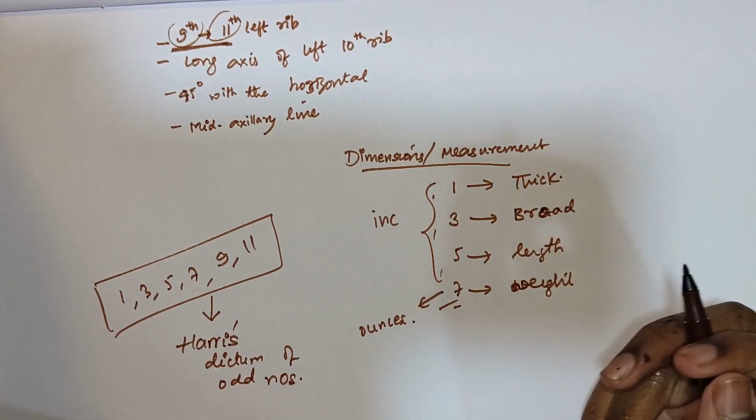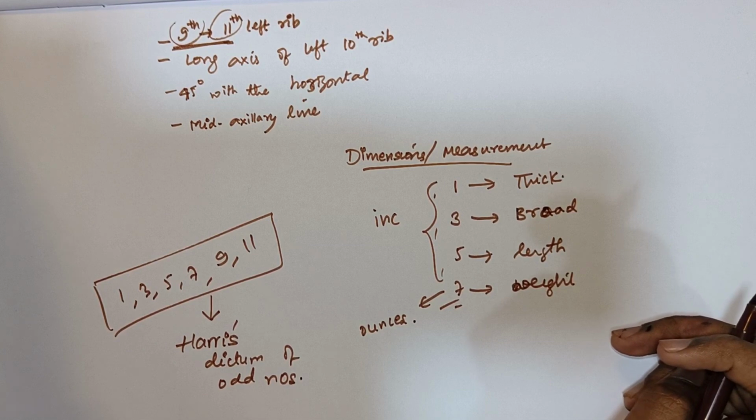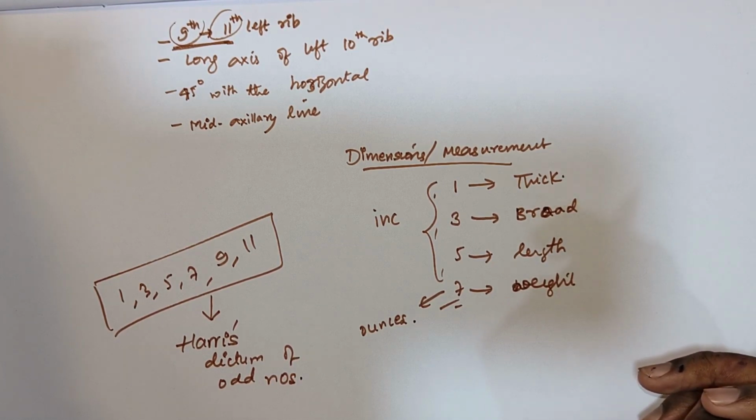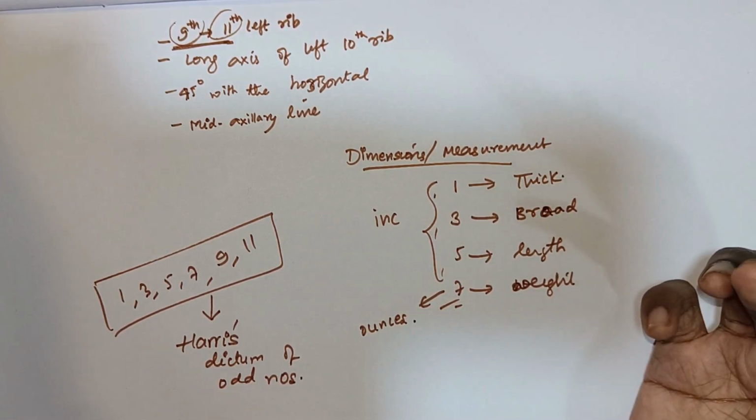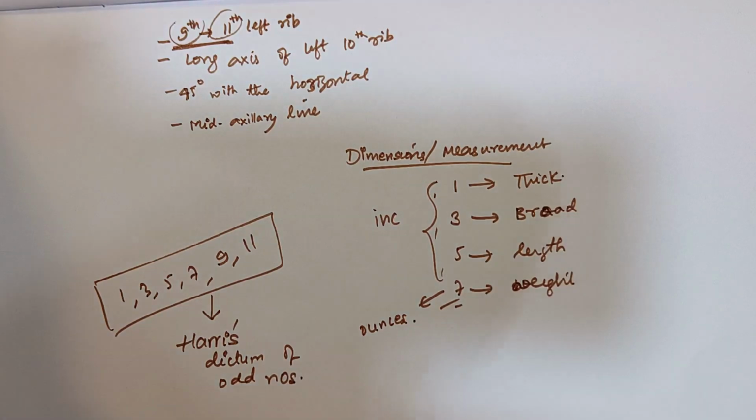What are these? Harris's dictum of odd numbers is nothing but a collection of odd numbers which defines some splenic statistics, that is its thickness, its breadth, its length, weight and its extent.